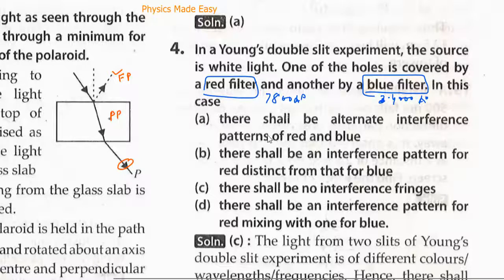Now he says there should be alternate interference patterns of red and blue. There should be an interference pattern for red distinct from that for blue. There should be no interference fringes. There shall be an interference pattern for red mixing with one for blue.